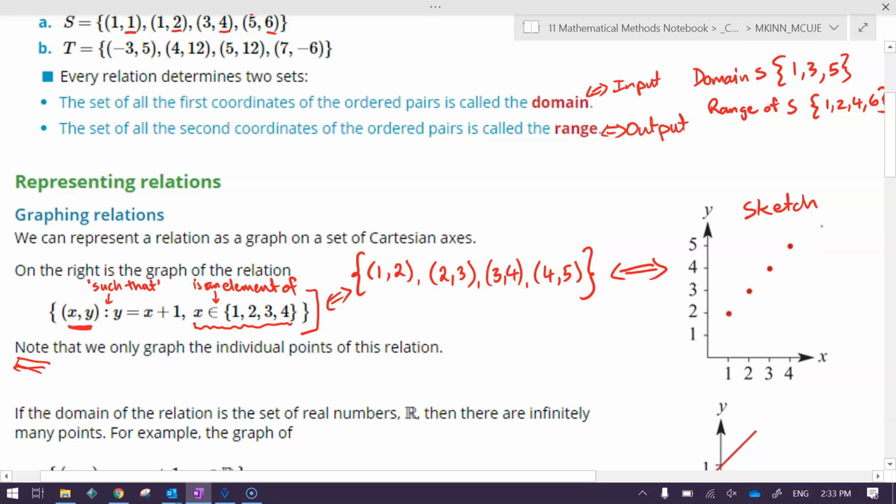Why didn't they bother drawing the whole line? Why didn't they draw the whole line through all those points? Why did they only draw those 4 points? Yeah, because they restricted the domain to just 4 points. Exactly right. Perfect.